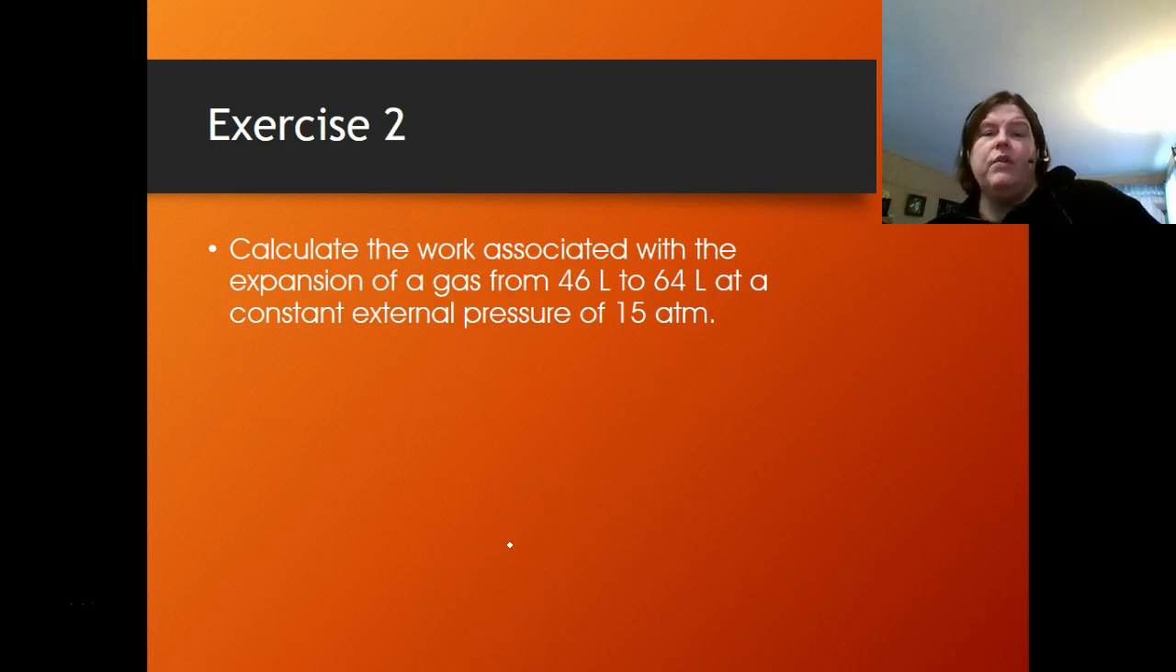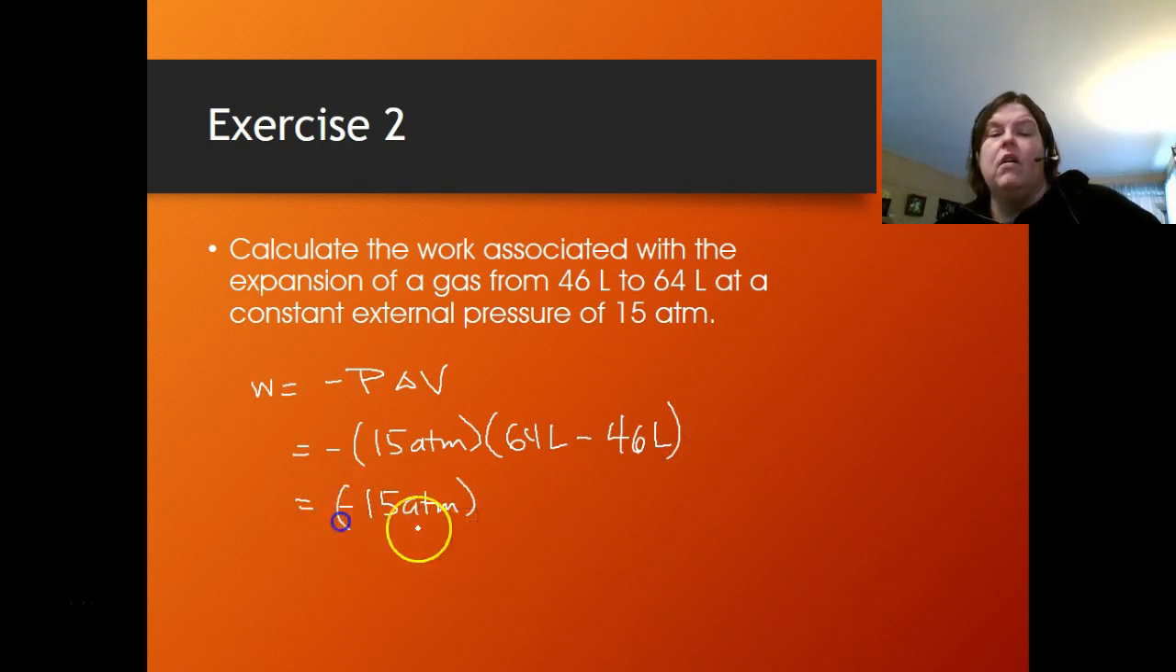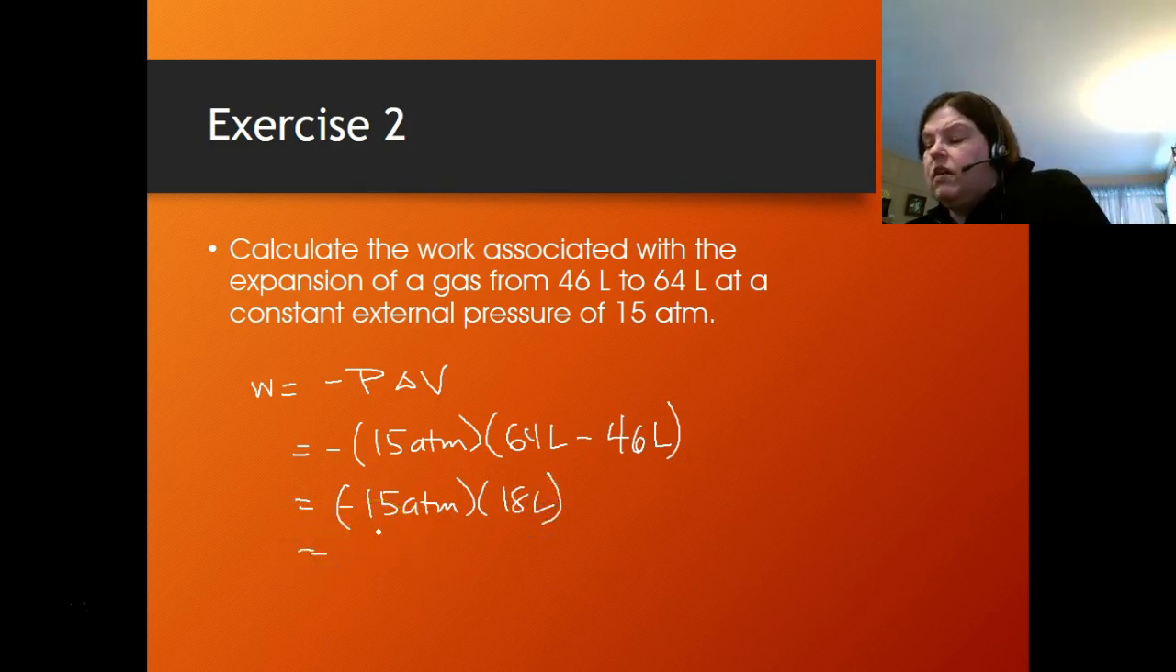Calculate the work associated with the expansion of a gas from 46 liters to 64 liters at a constant external pressure of 15 atmospheres. Again, we just go back to the equations that we just learned. Work is equal to negative P delta V. So we have negative 15 atmospheres times 64 liters minus 46 liters. And we get negative 15 atmospheres times 18 liters, and we get an answer of, let me look, I have it all written down.